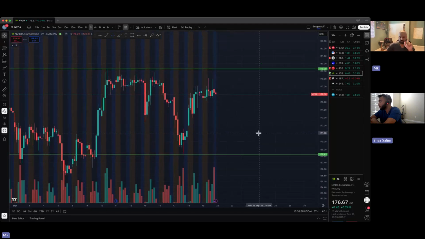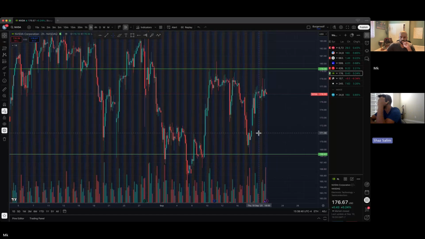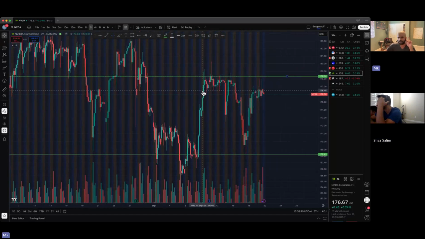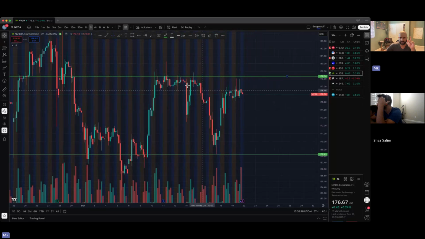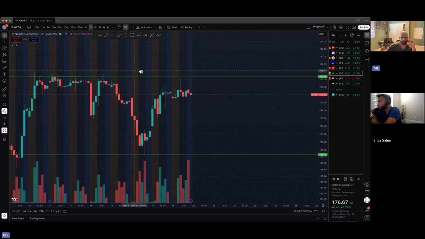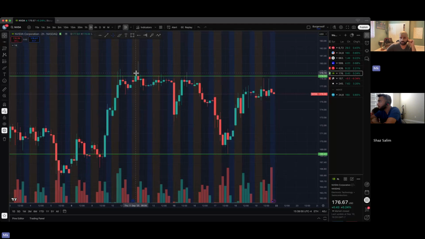This wicks around 170. If you want to get really accurate, I like to draw it right where the body meets the wick. So this is the highest wick, and this is where the body is. Never mind these wicks. This is the one I'm really concerned with, because this tells me that in pre-market, price reached this level of 180, but it aggressively shot back down.